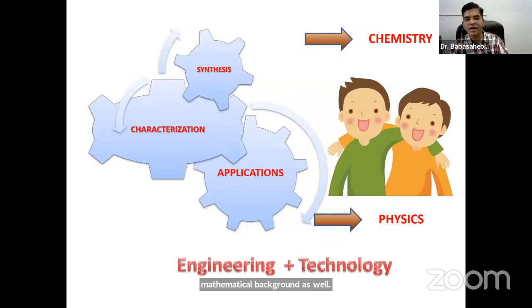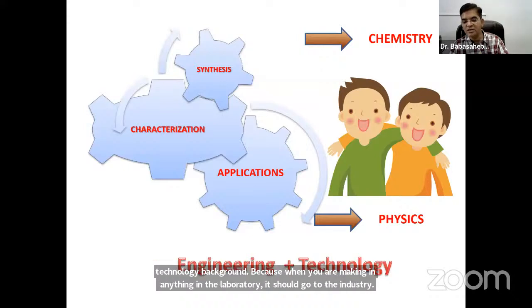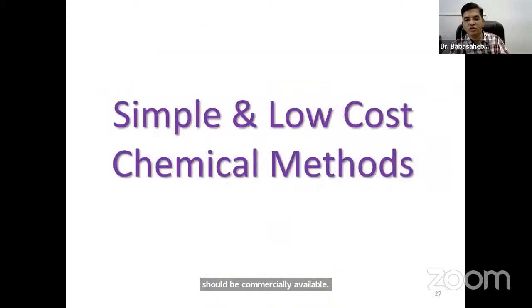But at the end, this can be in the laboratory, but whenever you are making a device, it should be applicable for society. You should have engineering as well as technology background, because whatever you make in the laboratory should go to industry so that they can fabricate at larger scale. Whatever process you are going to adopt should be commercially available, commercially viable. That is the most important aspect.